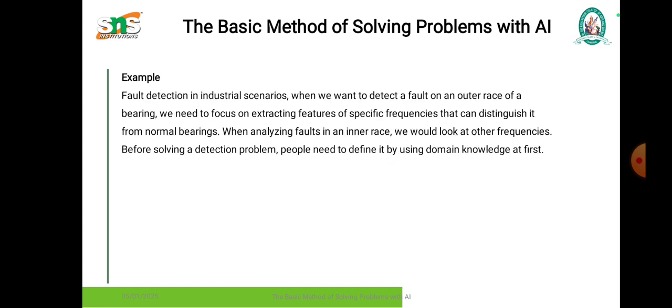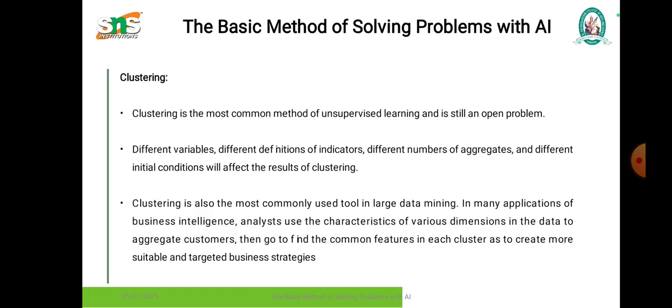Let's discuss an example. The best example for detection is fault finding in an industrial scenario. When we want to detect a fault on the outer race of a bearing, we need to focus on extracting features of specific frequencies, so that it can be distinguished from normal bearings. When analyzing a fault in an inner race, we would look at other frequencies. Before solving a detection problem, people need to define it first using domain knowledge. So this is an example of detection.